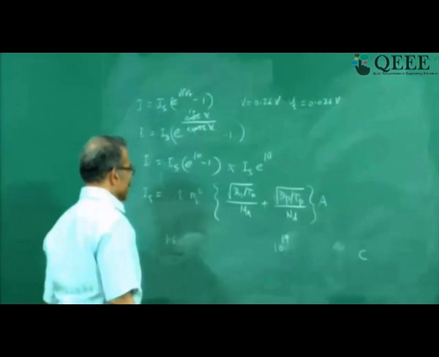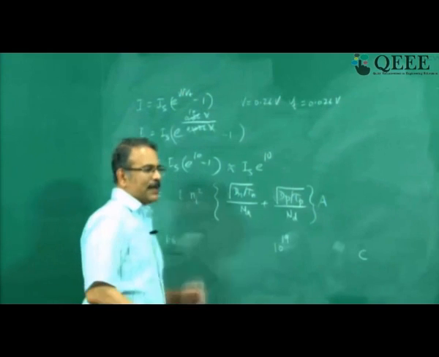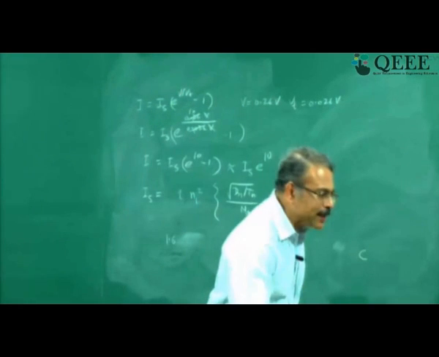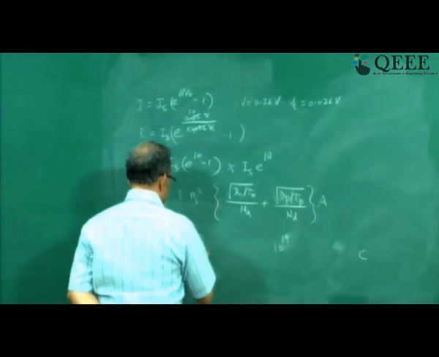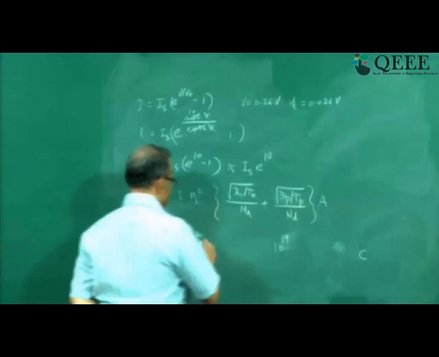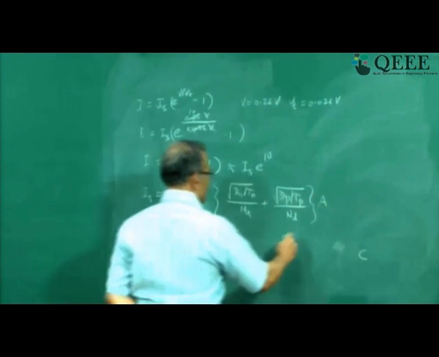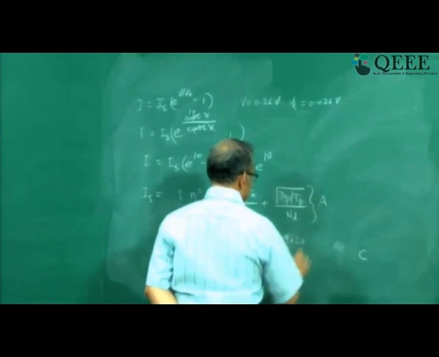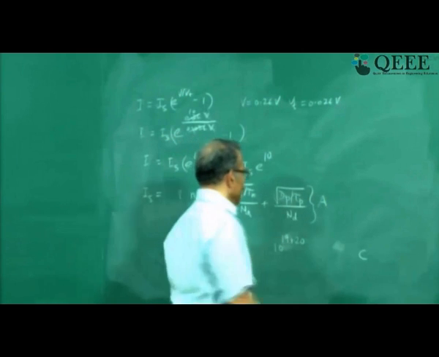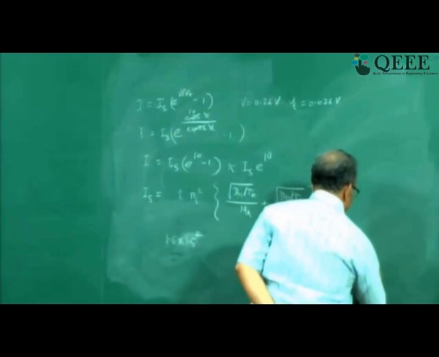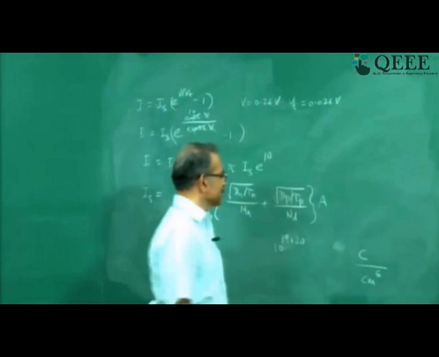Now let me come to Ni square. Ni is given as 1.5 into 10 power 10. That is what is given here. So when I square it, I will get 1.5 square into 10 power 10 square, which is 10 power 20. So I put the power here for Ni square, and the unit here. Ni square is centimeter to the power 6 in the denominator.